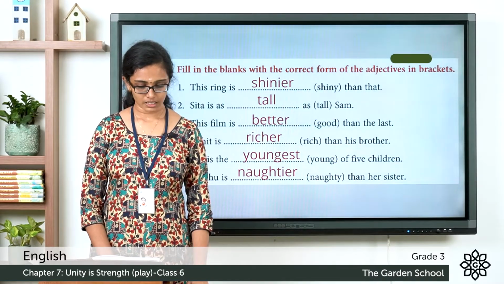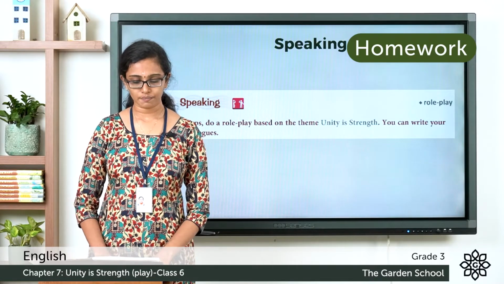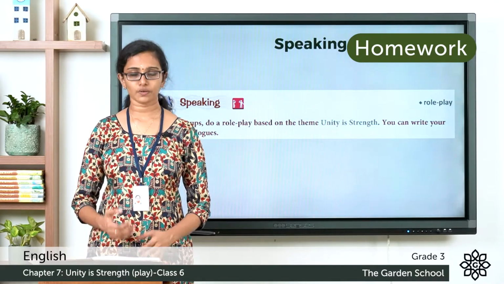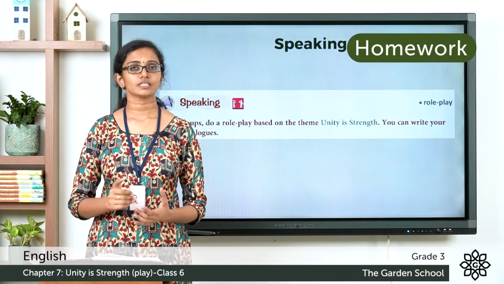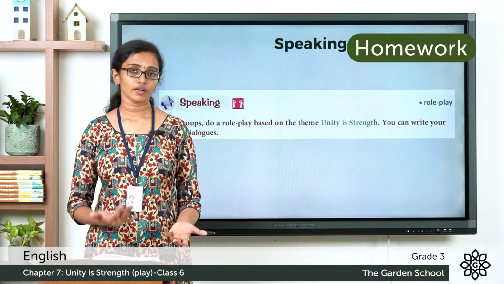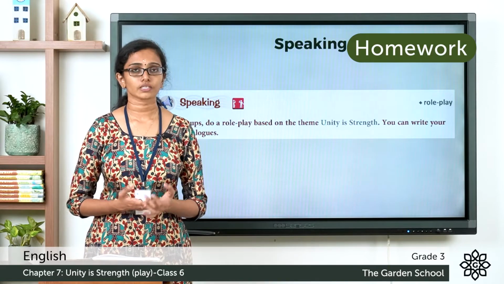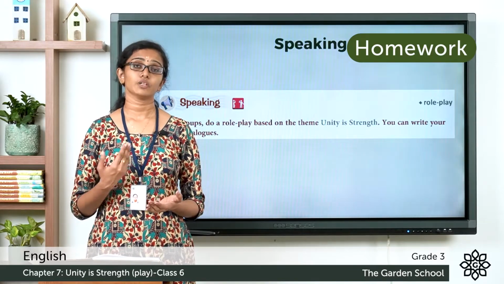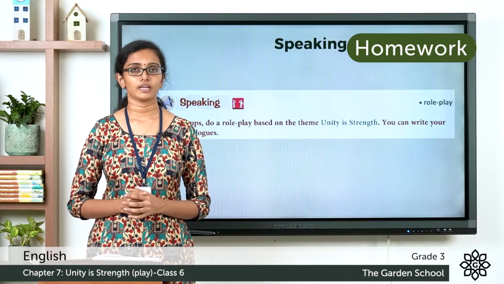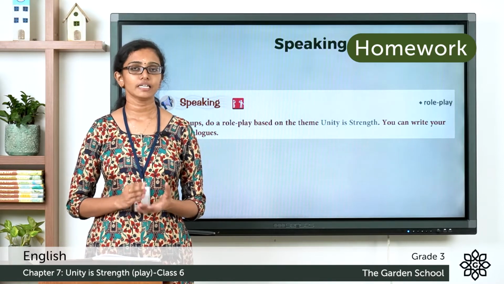Now the next part is the speaking exercise, and this is in groups do a role play based on the theme unity is strength. You can write your own dialogues. So this exercise is aimed at improving your speaking skills. So you have already read the play Unity is Strength. You can learn the dialogues from the play. You can add even your own dialogues and then practice this story as a role play among your friends or family. So this will be interesting. You should definitely try this out.